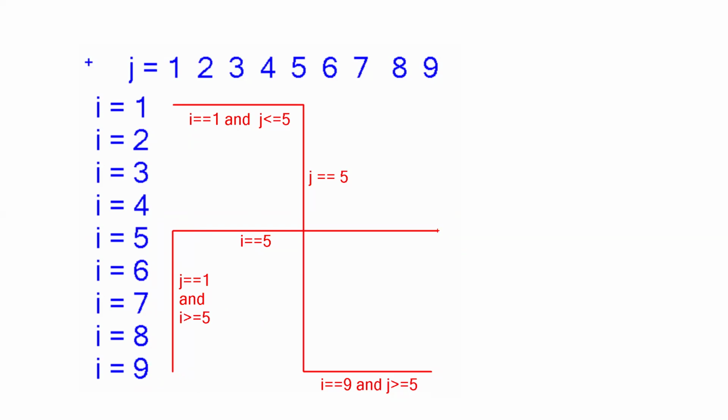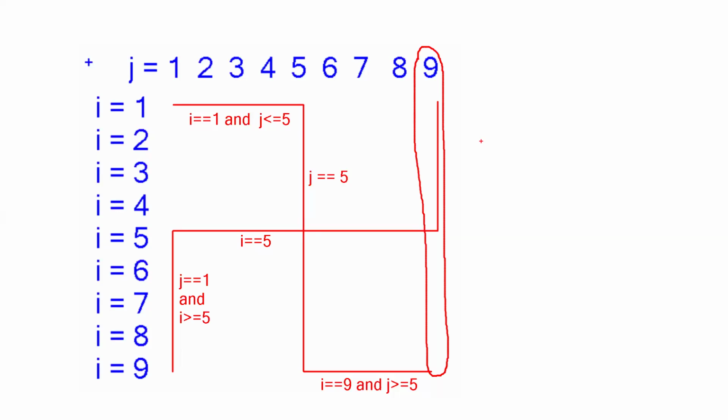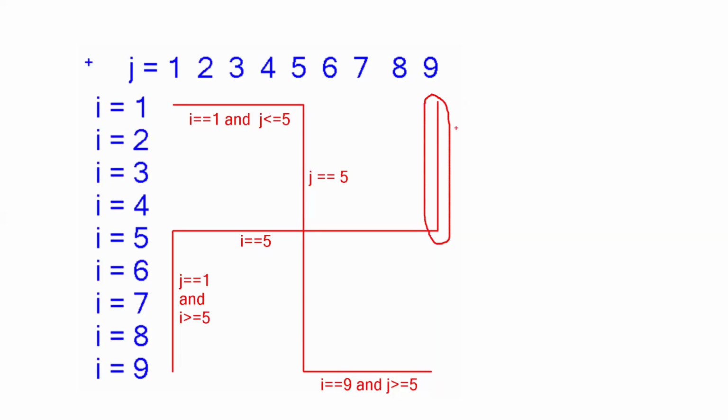Got it? Next, look at this. I want to print this. Which one is it? This one, j value is 9, ninth column, but i value is just 1, 2, 3, 4, 5. j value is 9, and i value is less than or equal to 5. Got it?